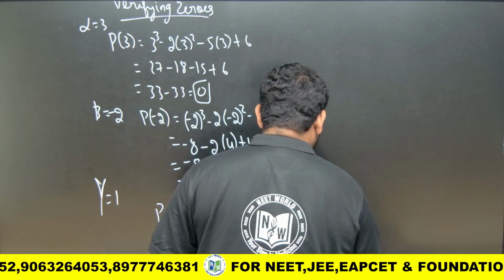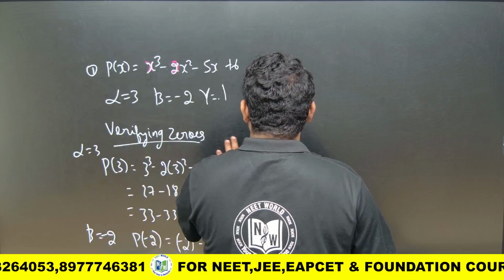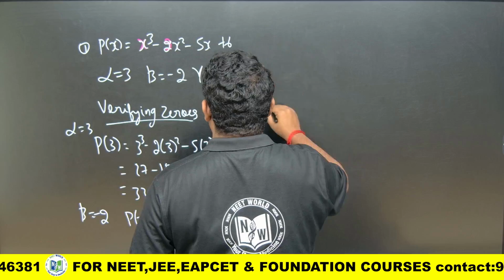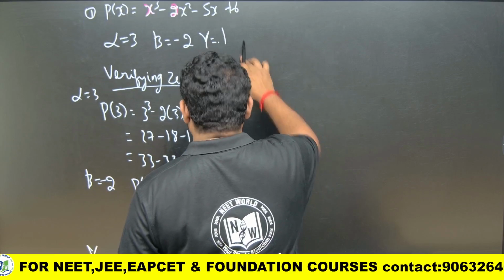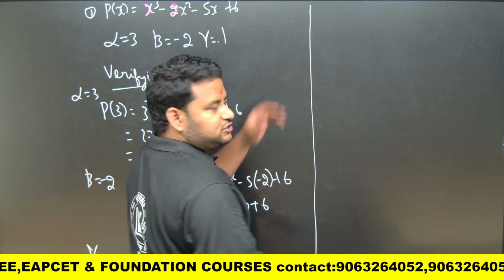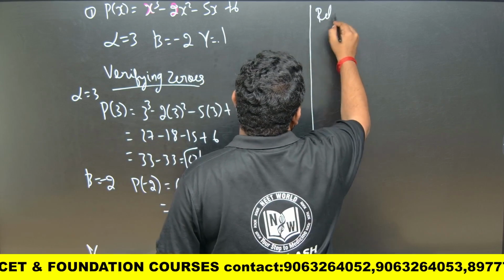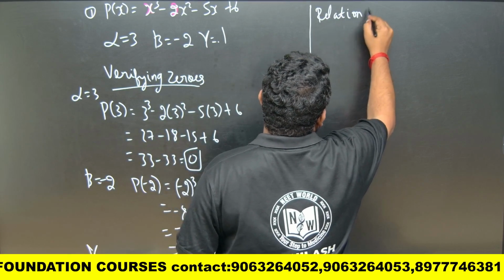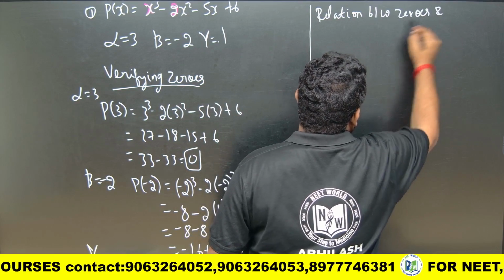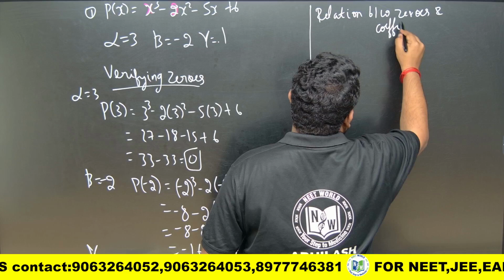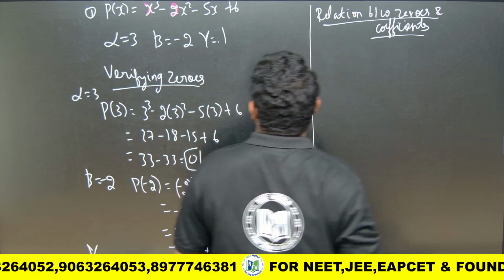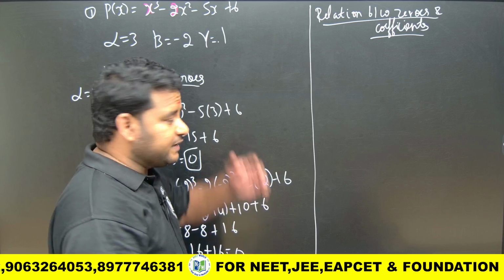Now what we have to do is first find the relation between zeros and coefficients. So for that, first let us write down the heading: relation between zeros and coefficients. This is the heading.